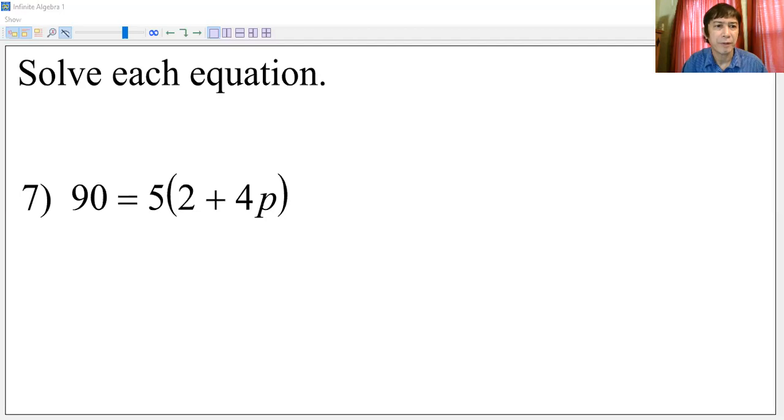This is a continuation of multi-step equations, numbers 7 to 12. So let's continue and proceed to the problem sets. Start with the first screen. So this is number 7, and this is 90 equals 5 times the quantity 2 plus 4p. Now we're going to solve this in the whiteboard again, so we have to get the other screen on the other side. We should be doing it over here.